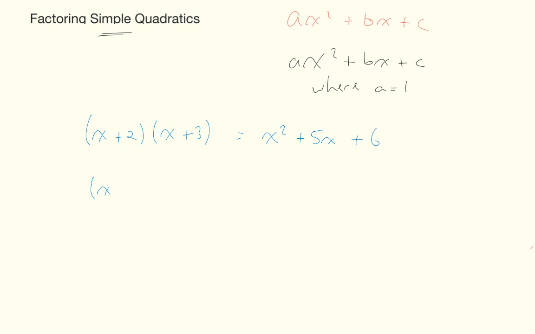If I had x plus 5 times x minus 4, that's going to work out to, well, x times x is x squared. X times minus 4 is negative 4x. X plus 5x will be plus x. And then the last two terms multiplied give me minus 20.